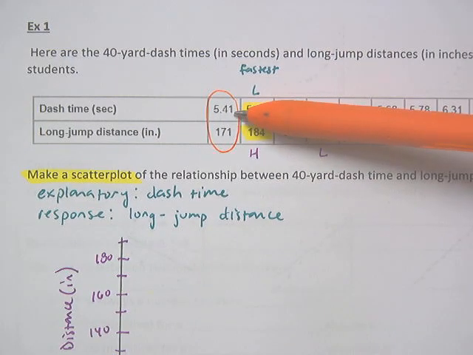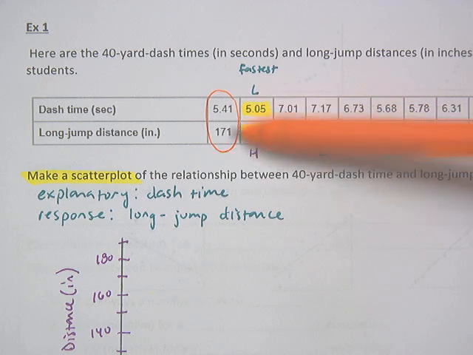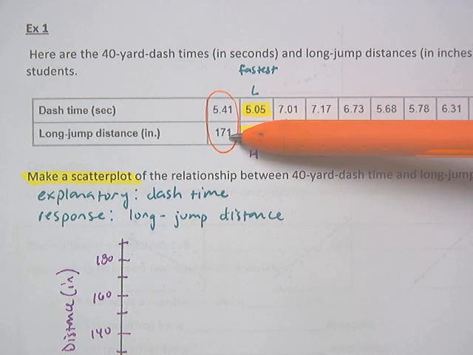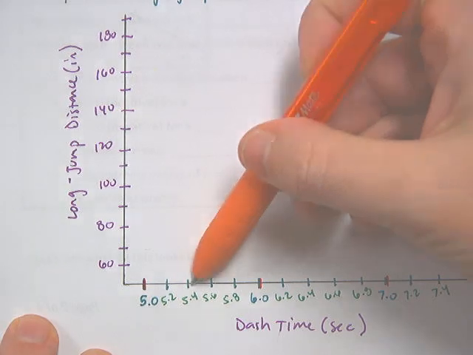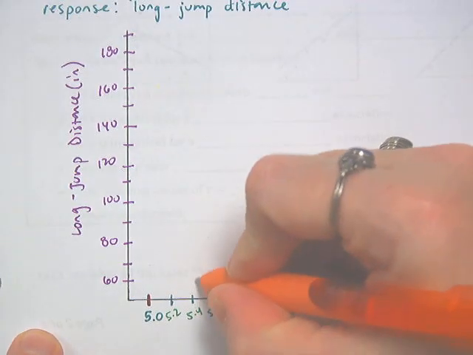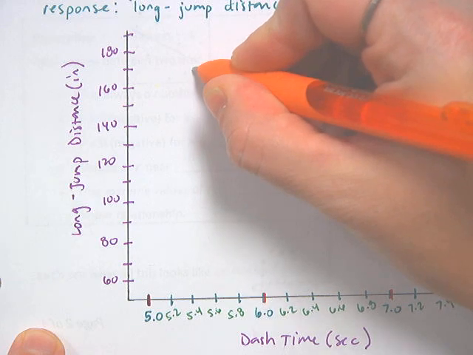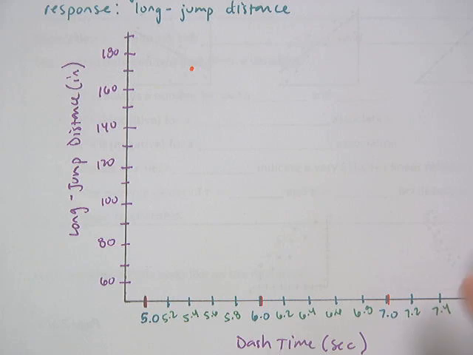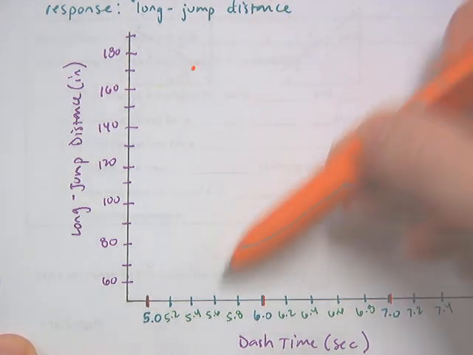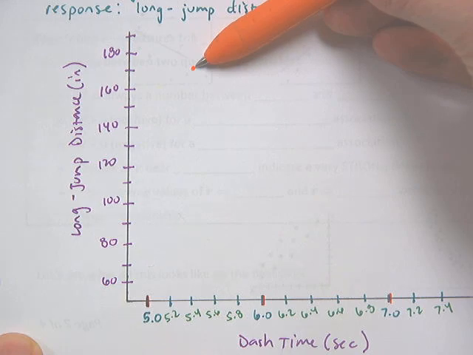I'm going to circle the person who took 5.41 seconds and jumped 171 inches so that I know those go together like an ordered pair, and I'm now going to plot that individual. And I'll have to do some estimating, 5.41 and 171. Do not wait for me. You're not going to get anything out of just copying where my dots are. So this person is now plotted. 5.41, 171.